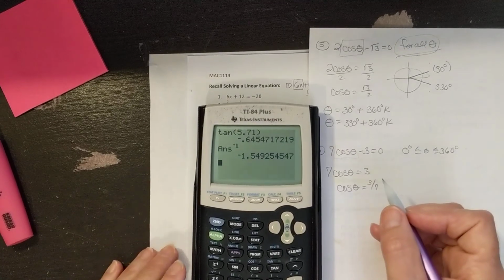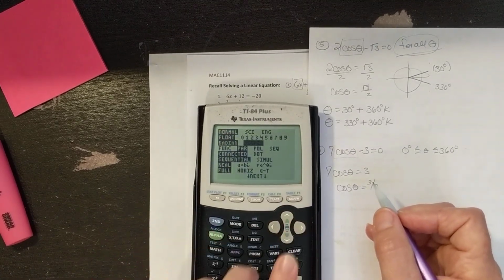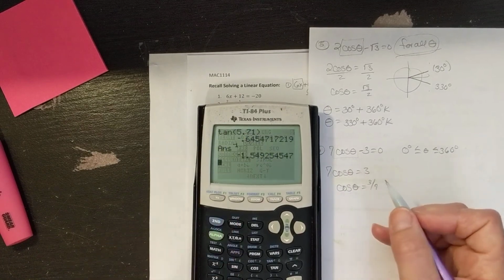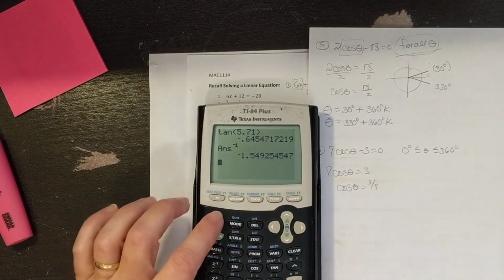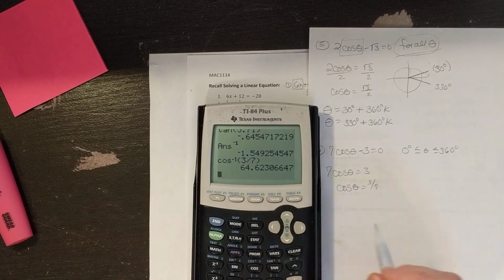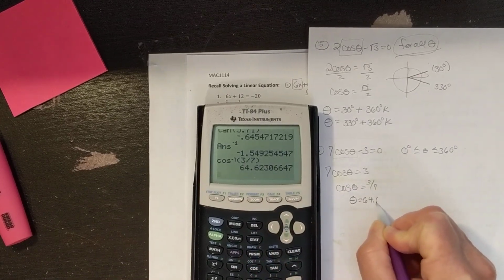All right. So I want it in degree mode. Last time I was in radian, so let me go down there. I'm in degree, so that's good. Let's take the inverse cosine of 3 divided by 7. And that gives us 64.6. So theta is 64.6 degrees.